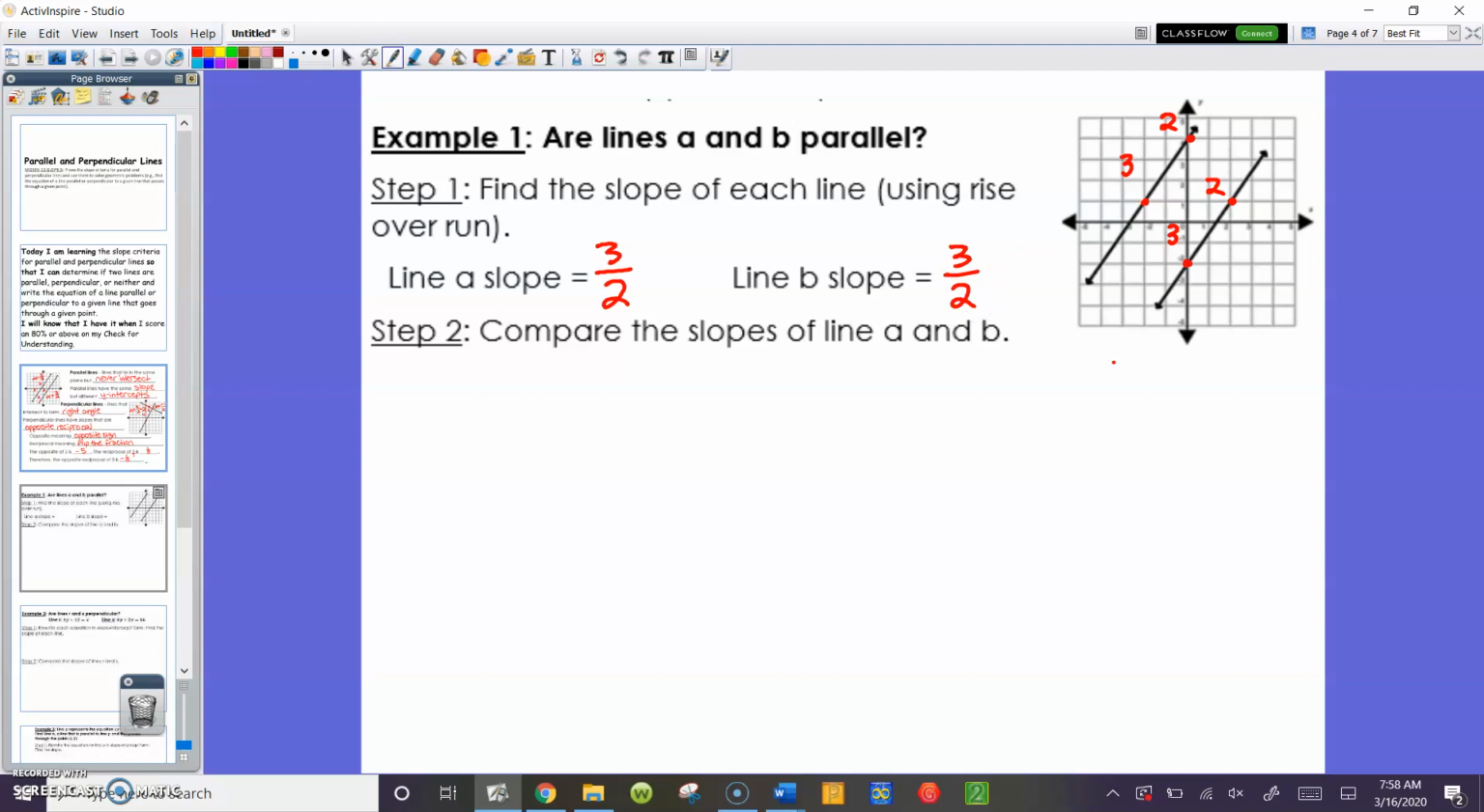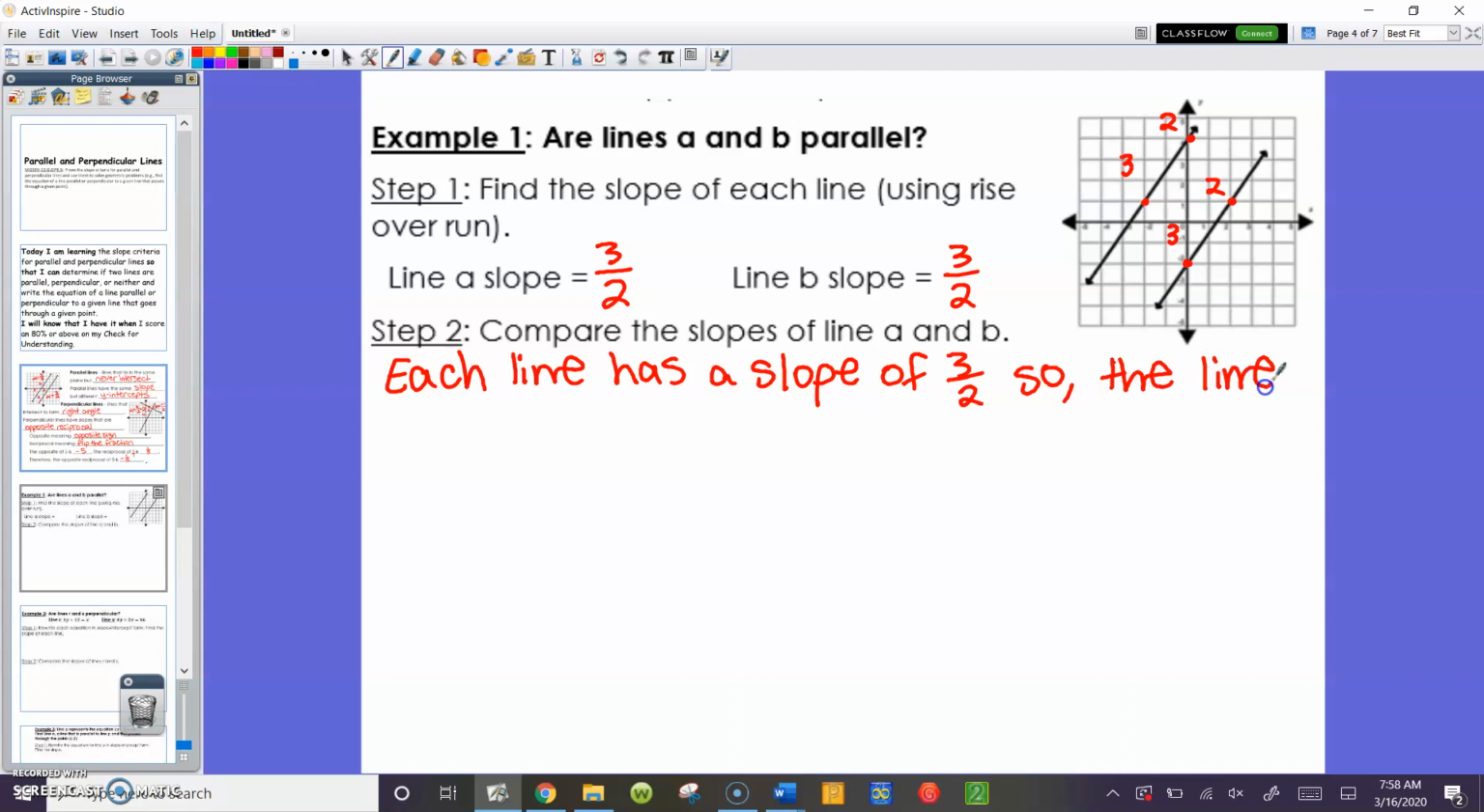Now you'll simply compare the slope of the lines. So each line has a slope of 3 over 2. So the lines are parallel. Remember, parallel lines have the same slope. So because both of these lines have the same slope, which is 3 over 2, the lines are parallel.